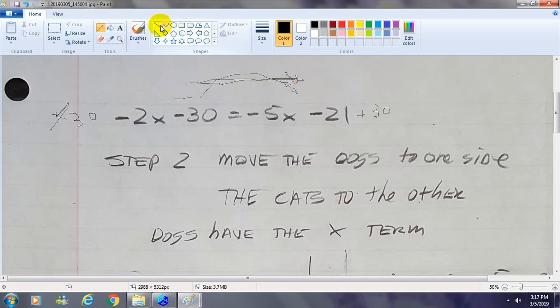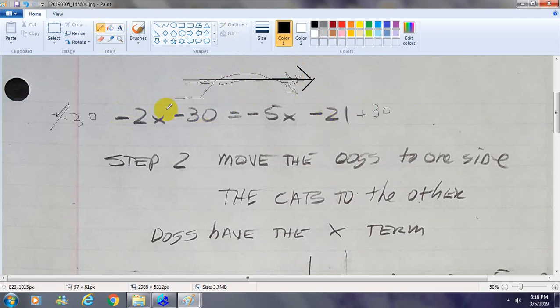How about if we make it big and ridiculous, okay? Whatever we do to one side of the equation, we have to do to the other side. So if we add a 30 to this side of the equation to blow it away, we have to add a 30 to this side of the equation.